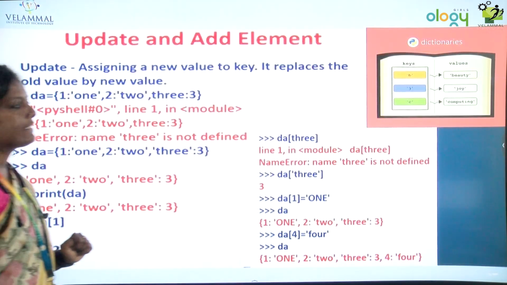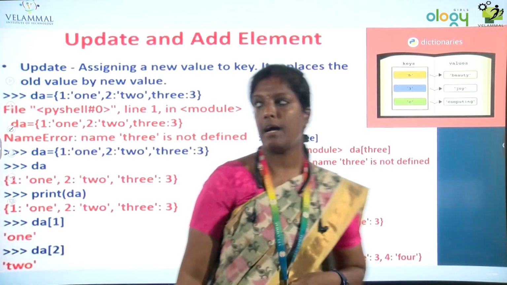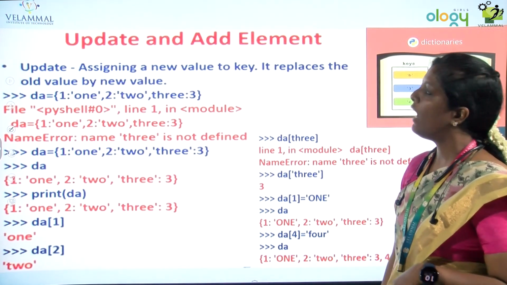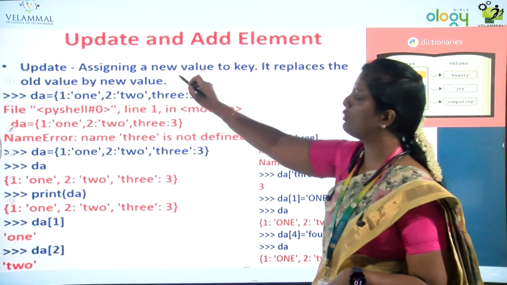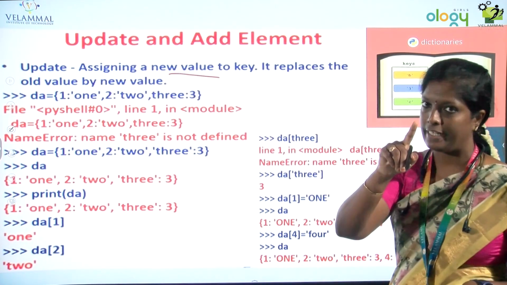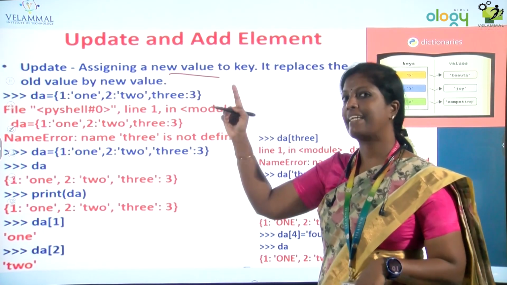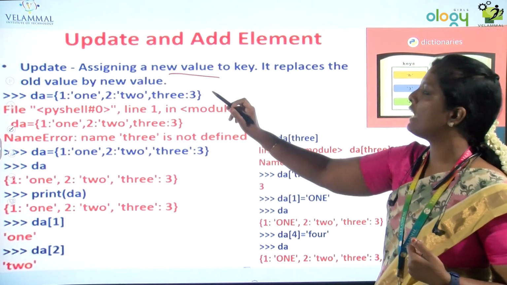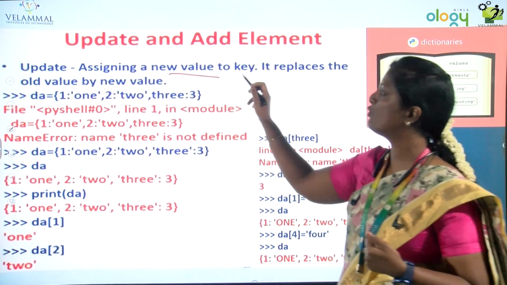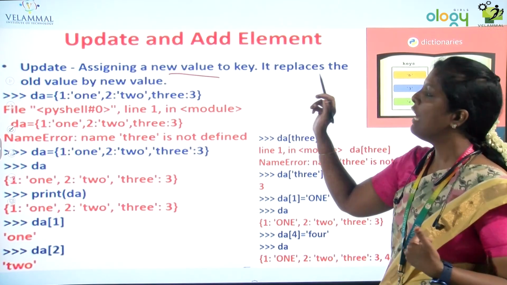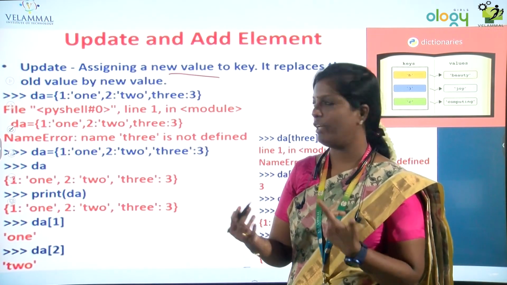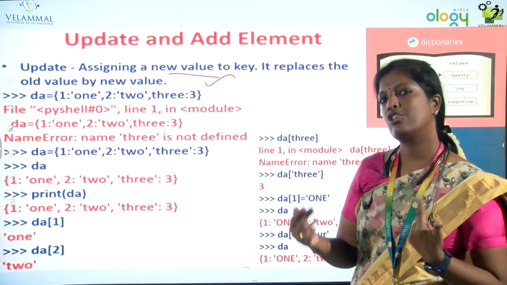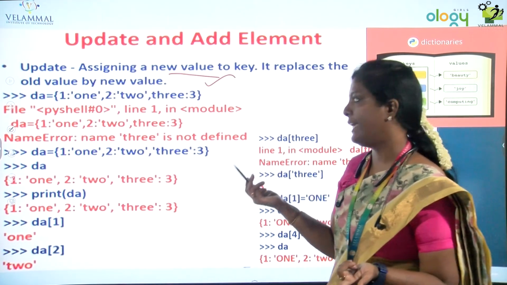Yes, next is updating and adding an element. How are you supposed to update and add an element? Updating is assigning a new value to the key. You already know one format. If you duplicate the keys, the recent ones will be updated, right? The same way, assigning new values to the key replaces the old ones with new values. That is called an update. Even though you're duplicating it, it's going to do the function of updation, right?